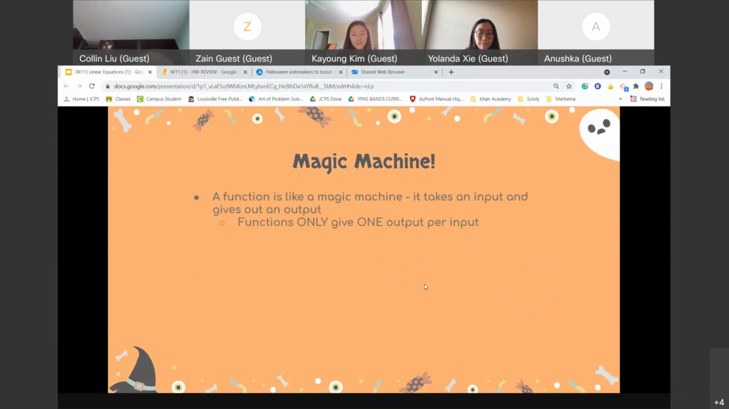But there's an important rule. Functions can only give one output per input. Say you put 1 candy into the magic machine, you can get 2 candies back. But it's impossible that you put in 1 piece of candy and get either 2 candies or 5 candies. That's too confusing. That wouldn't be a function because there can only be 1 output per input.